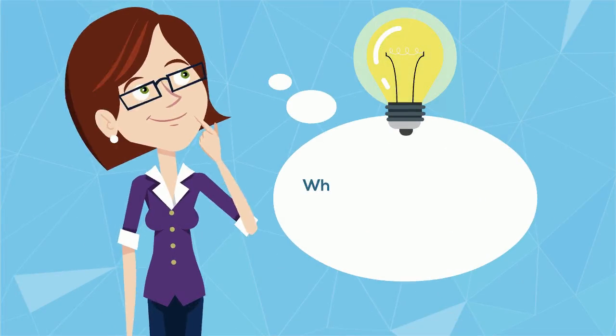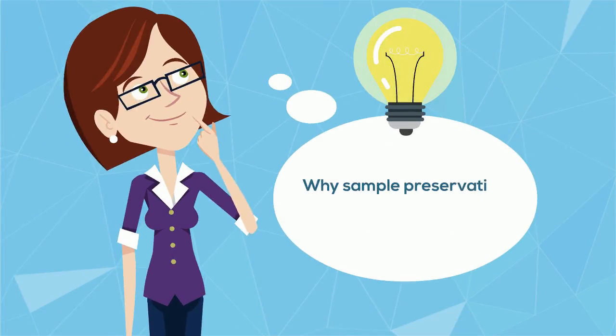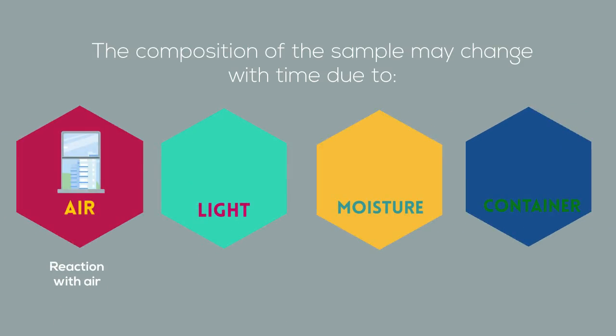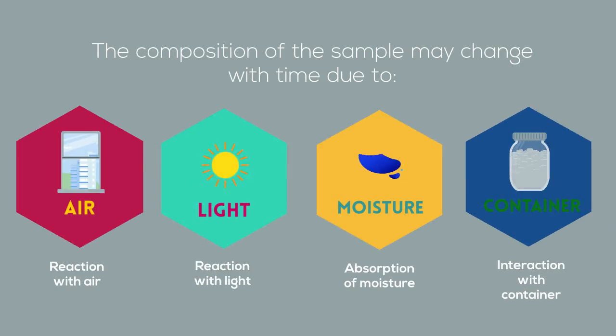Why is sample preservation crucial? Preservation is important to minimize physical, chemical, and biological changes of sample during storage and transportation. The compositions of the sample may change with time due to the reaction with air, reactions with light, absorption of moisture, and reaction with the container.